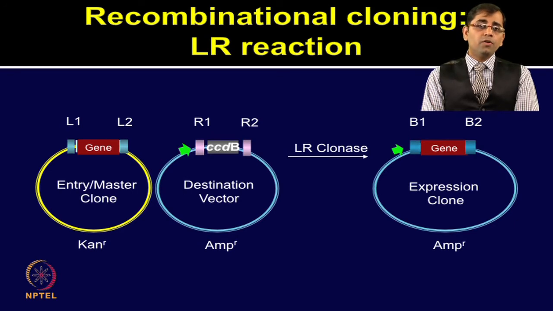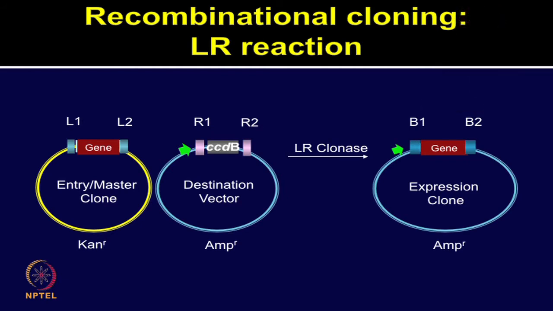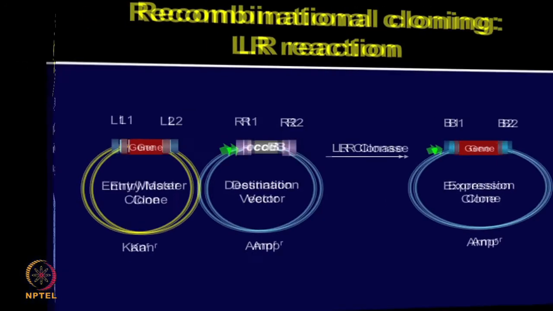pDEST is modified to accept the protein coding sequence in frame from the master or entry clone by using the recombinational cloning enzyme known as LR clonase. Once this reaction is completed, the reaction mix can be plated on an ampicillin plate, and since the vector contains the ampicillin resistance gene, it can be screened on the ampicillin plates.